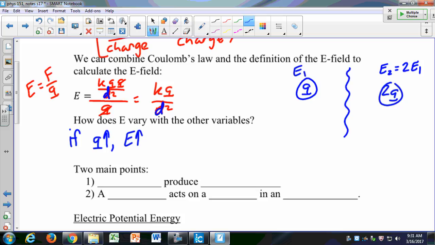All right, so two main points about electric fields. Charges produce fields. When I have a charge, there's an electric field surrounding it. And a force acts on a different charge in an electric field.